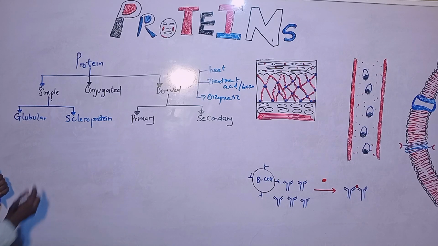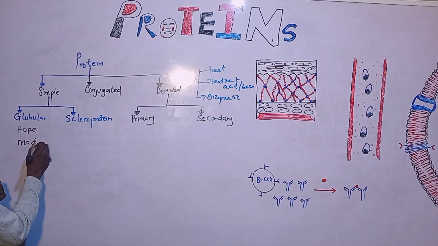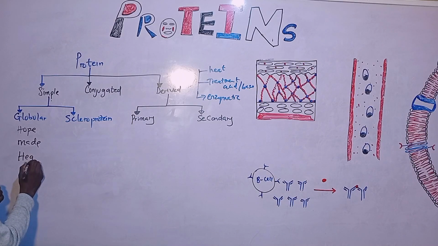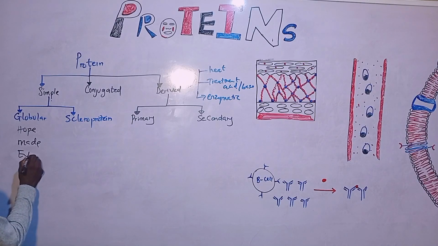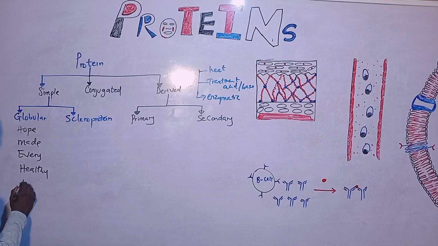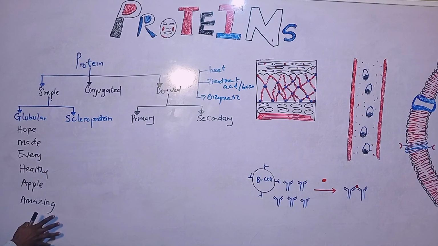Now, under the globular protein, we have "Hope Made Every LD Apple Amazing." It's making sense, right? Hope made every LD apple amazing. It's very, very simple. If you're able to give 6 examples, it's actually enough.